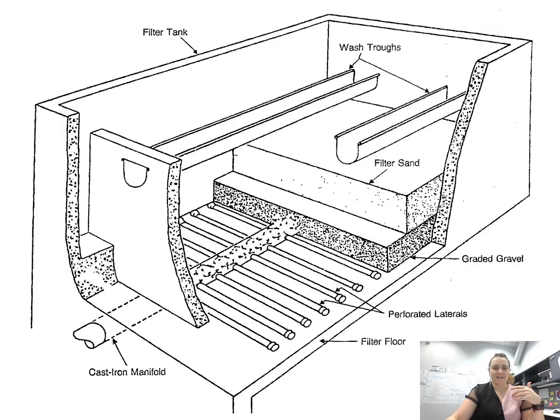So here's a cutaway of what a filter might look like from the side. So it's a big concrete basin. We have manifolds at the bottom where the water is collected and pulled out. We have washing troughs where water can come through in order to backwash. And then you can see we have graded gravel on the bottom of this particular slide. Let me grab my laser pointer. There it is. There's that gravel layer. And then we have sand above it. So the water is moving from top down through the bottom, and it's collected in the bottom.